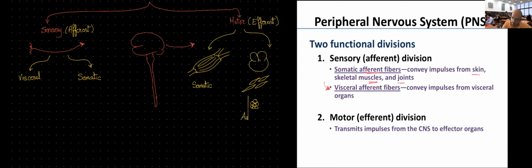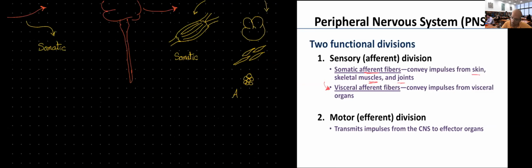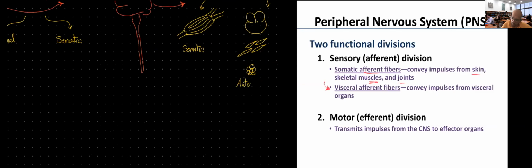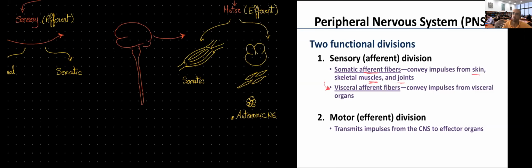So those fibers that would be sending out the signals to my cardiac muscles, smooth muscles, glands, those are part of the autonomic nervous system, compared to the motor nerve fibers that would be sending out the signals to your skeletal muscles. Those are considered part of your somatic nervous system.